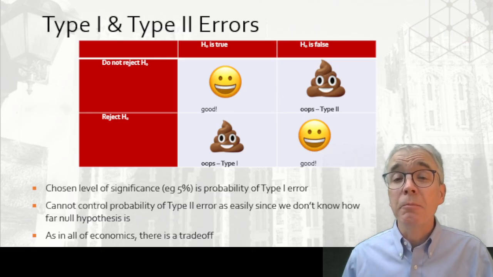As in all of economics, there's a trade-off. The lower we drive down the probability of type 1 error, the higher, therefore, type 2 error probability must become.